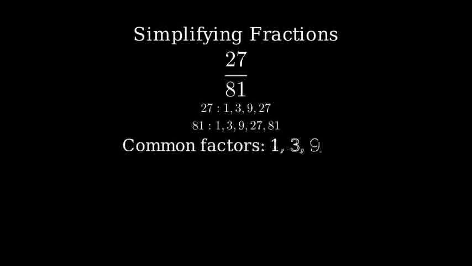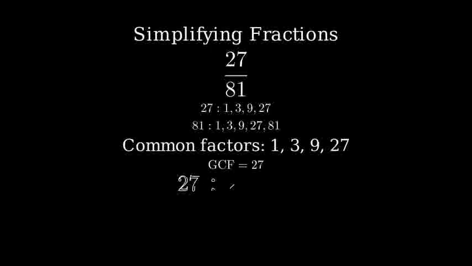To find the greatest common factor, it's helpful to list out the factors of both numbers. Let's list the factors of 27. Then, we'll list the factors of 81. Finally, we'll compare their factors to find the greatest common factor. The greatest common factor of 27 and 81 is 27.